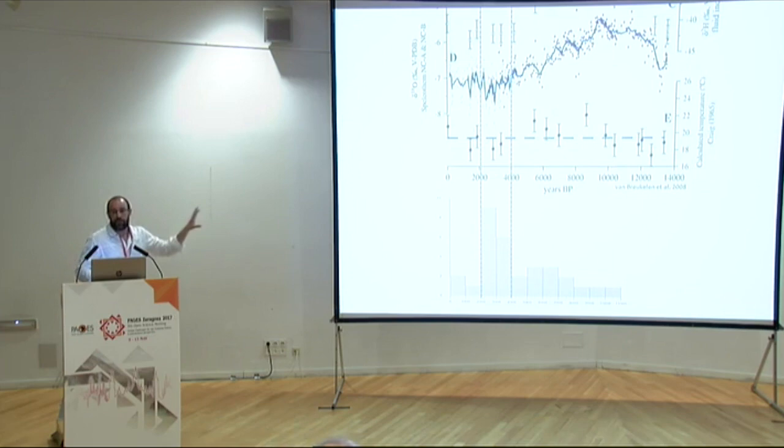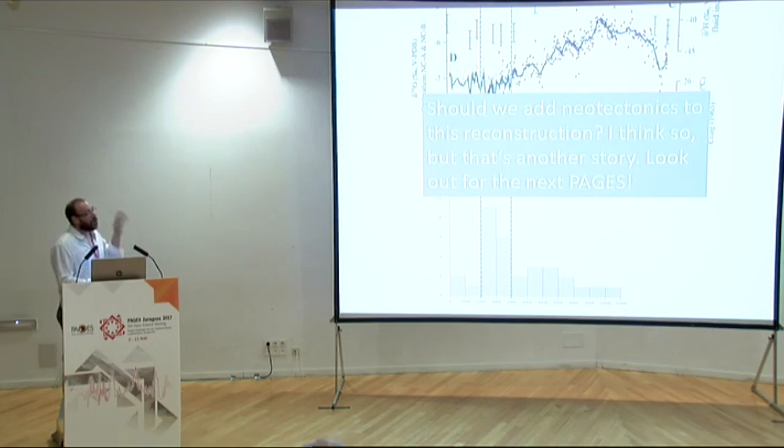Although, from 4,000 to 2,000 is not so much different from what we see during the last 2,000 years. So we don't know, there is no climatic explanation for this drop in fluvial activity that we see at 2,000 BP. So maybe we should add neotectonics to this reconstruction. And I hope this is something I can talk about next. Thank you very much.